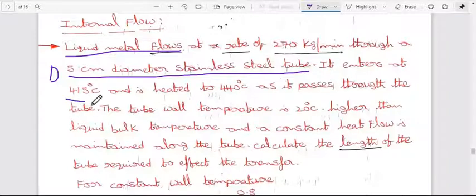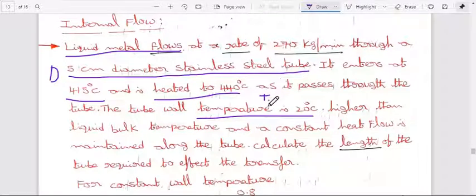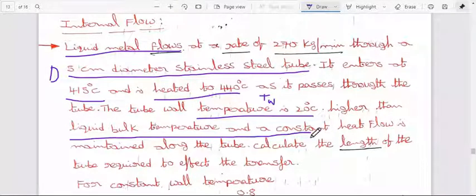It enters at 415 degrees and is heated to 440 degrees. So the temperature is gradually increased from 415 to 440 as it passes through the tube. The tube wall temperature is 20 degrees higher than the liquid bulk temperature, and a constant heat flow is maintained along the tube.